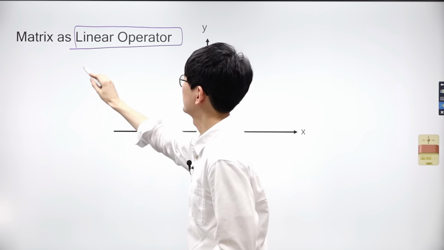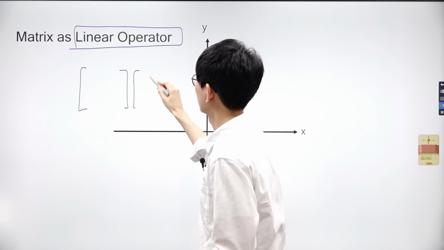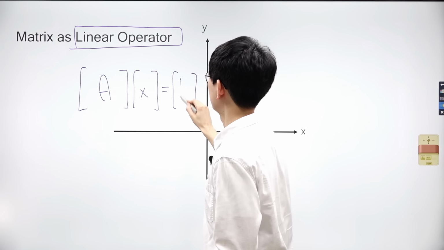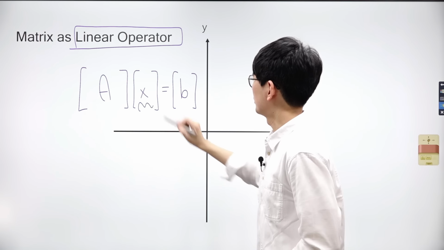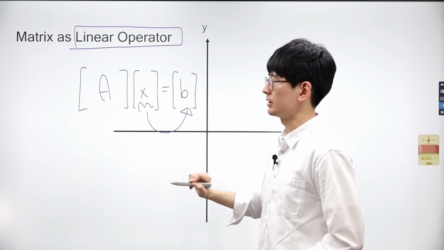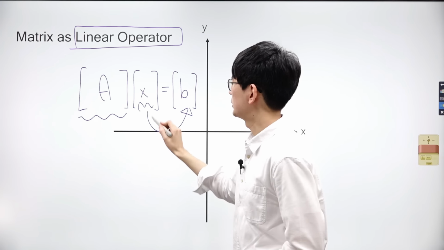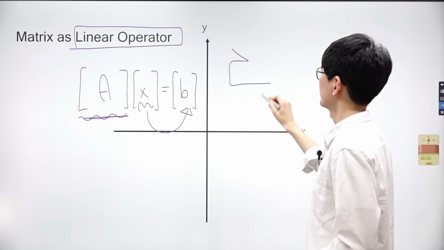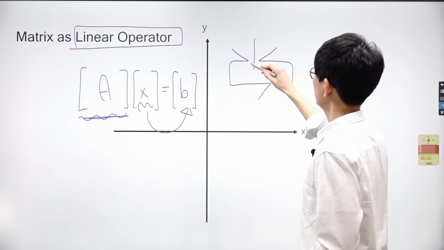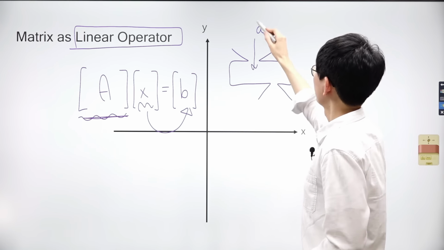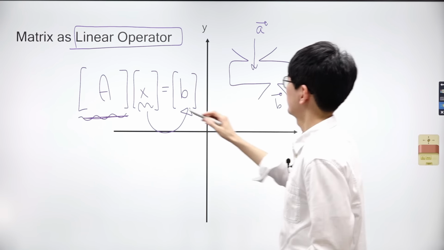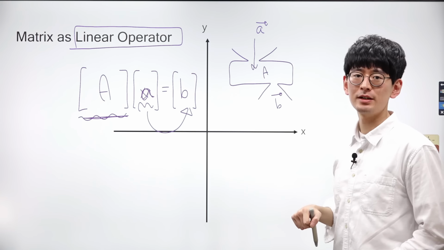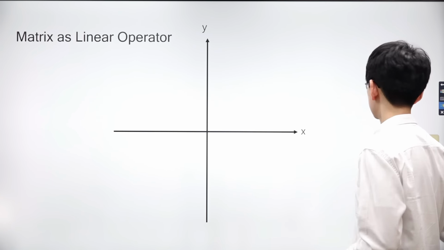In a matrix vector multiplication of the form Ax equals b, where A is a matrix and x and b are vectors, matrix A acts as a linear operator that transforms vector x into vector b. Imagine there's an unknown box that takes vector x as an input and produces vector b as output. Inside this box, matrix A is multiplied by vector x. Thus, the matrix itself functions as a linear operator.